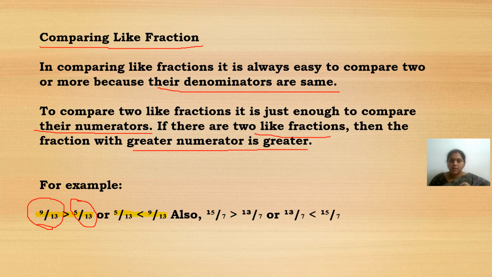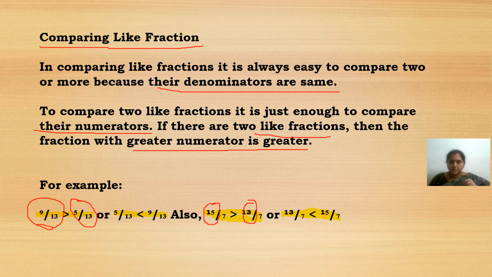In the same way, one more example with two fractions: 15 by 7 is greater than 13 by 7, or 13 by 7 is less than 15 by 7. If you compare here, 15 is greater than 13. So, which is the greater fraction here? 15 by 7 is the greater fraction. This is how we compare when we are taking two fractions.